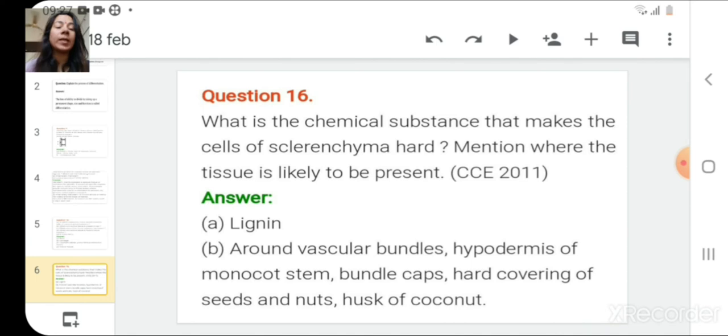Next question is, what is the chemical substance that makes the cells of sclerenchyma very hard? Mention where the tissue is likely to be present. The first question's answer is lignin. And the second question's answer is around the vascular bundles and hypodermis of monocot stem. Children, you will be studying about monocot and dicot in higher classes. You need not be worried about this question's answer. And it is present in the bundle caps, hard coverings of seeds, nuts, and husk of coconut.